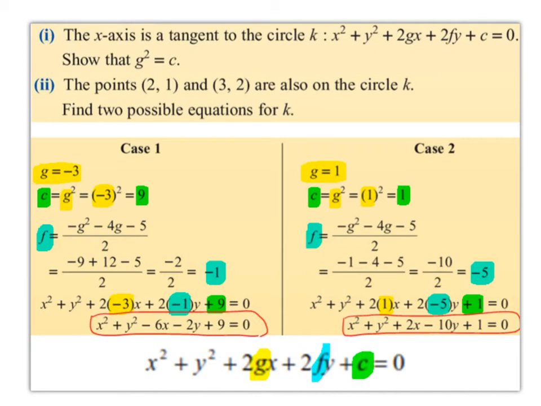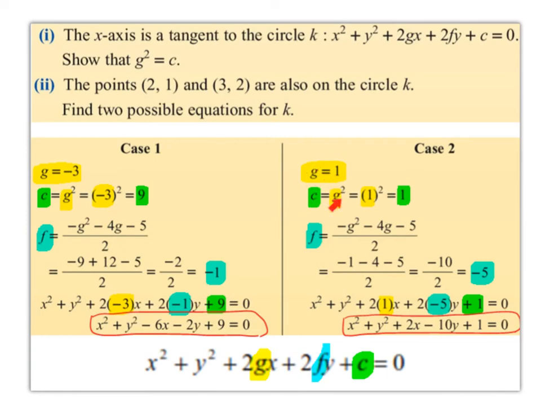So we sub these into our equation of the circle, and we end up with x squared plus y squared minus 6x minus 2y plus 9 is equal to 0. So we swap the g for minus 3 with brackets, we swap the f for minus 1 with brackets, and we swap the c for 9. Now, in our second case, so remember we want two possible equations for K, so to get our second equation, this time g is equal to 1.